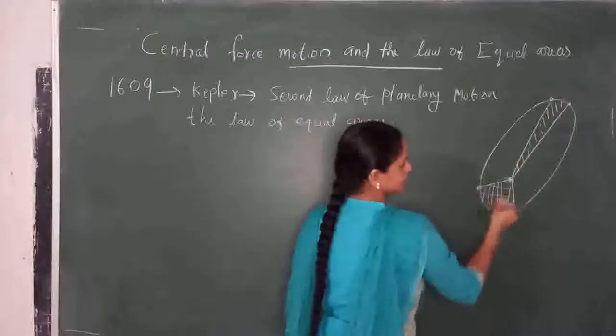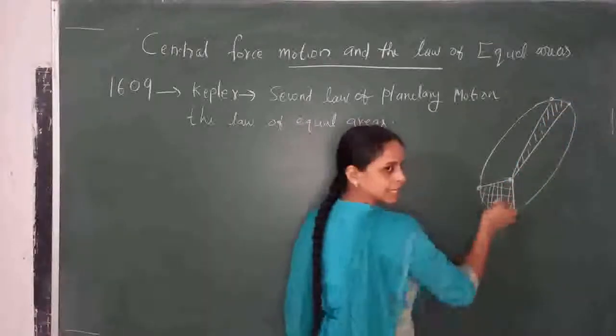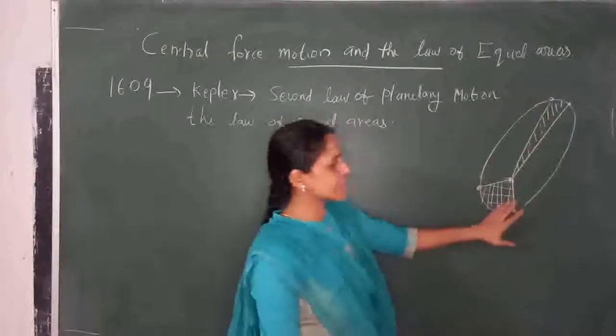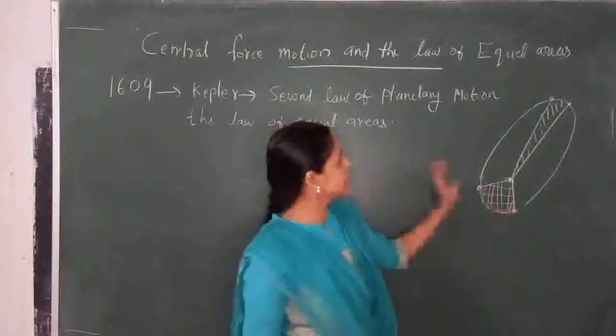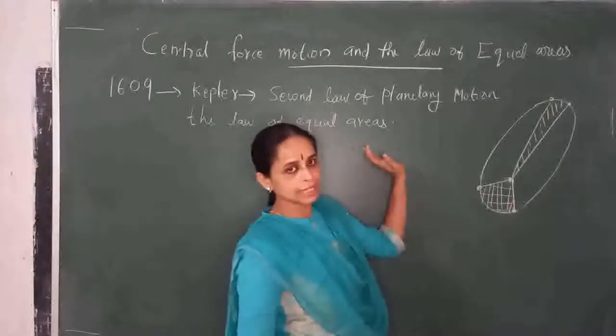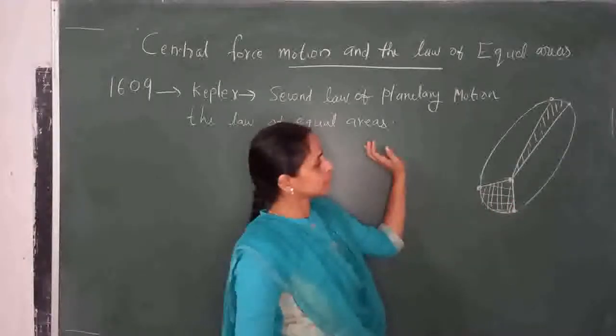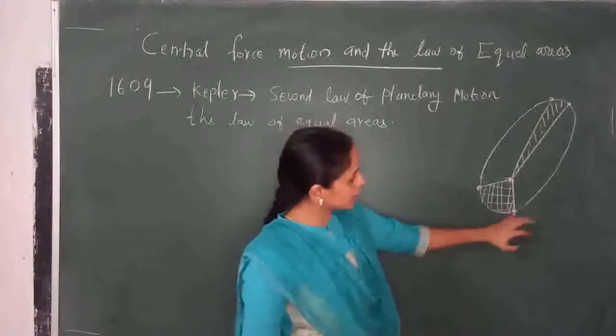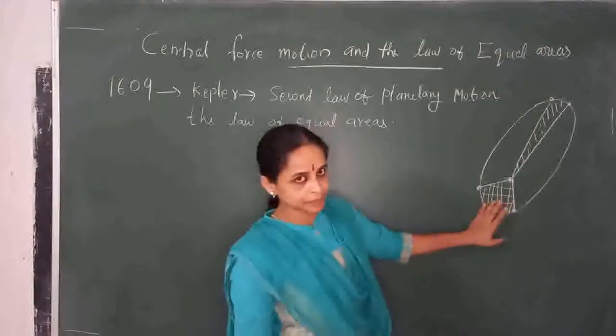So this is the area here and this is the area here, and in a given delta t time, this area and this area should be a constant. That is the law of equal areas given by Kepler. So you can see that. So how do we get the same area here?